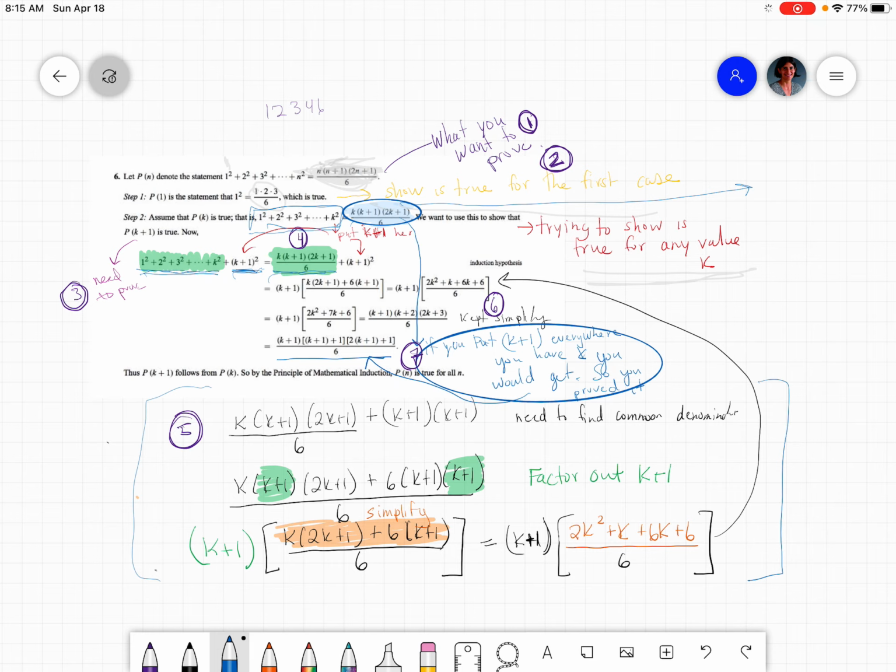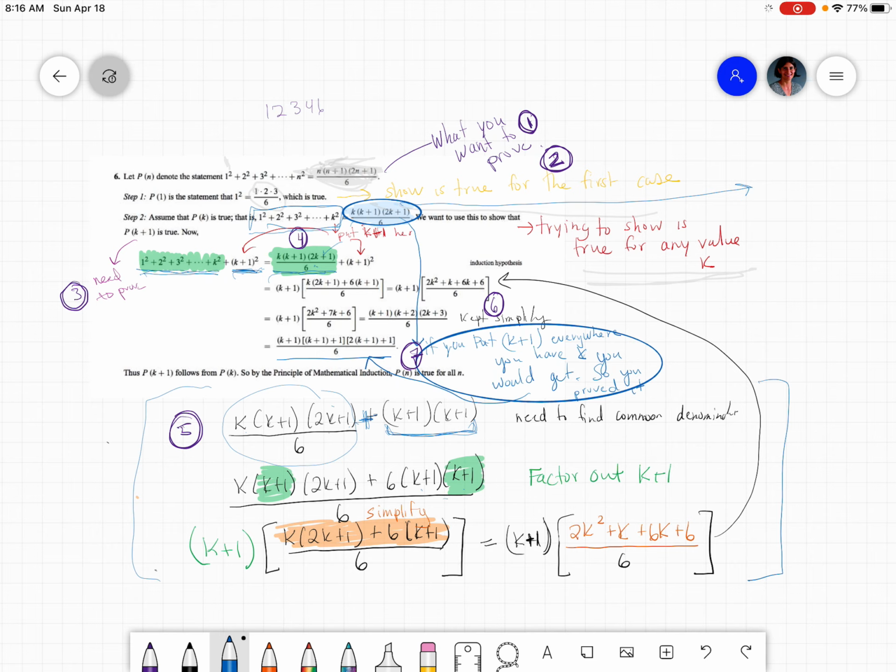So we have this k plus 1, 2k plus 1. We have this part, which is just a repeat from up here. And then we're going to say it's k plus 1 squared, and I wrote it out as k plus 1, k plus 1. Then I see I need to find a common denominator, because if I want to add this expression to this part, I need a 6 down here. So I multiply k plus 1 times k plus 1 times 6, and that gave me the common denominator.